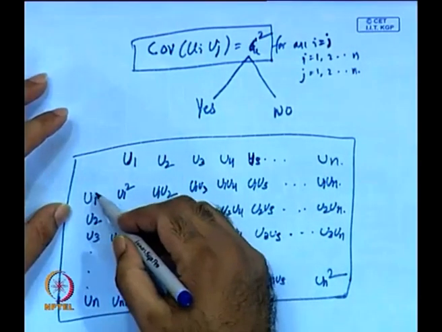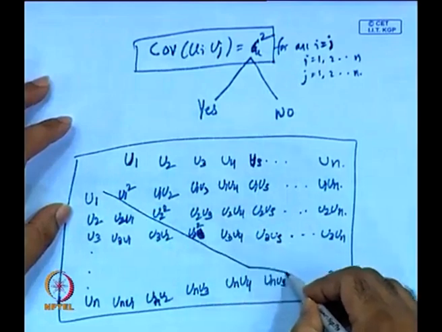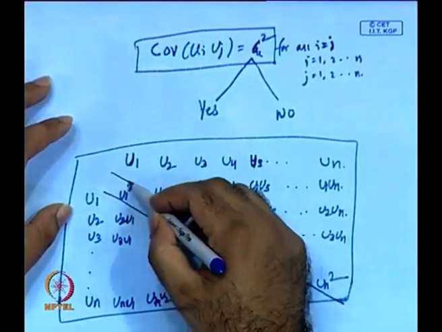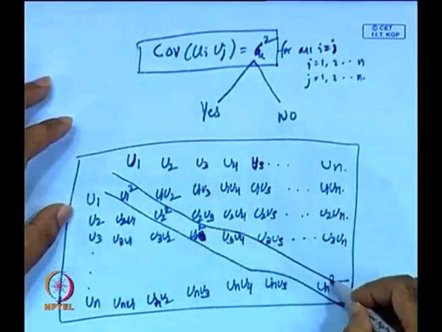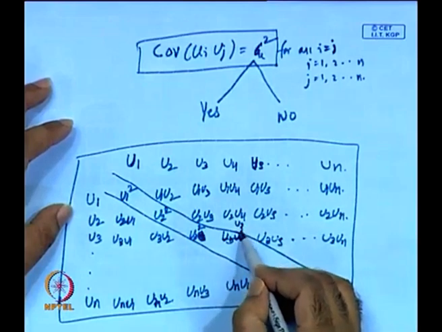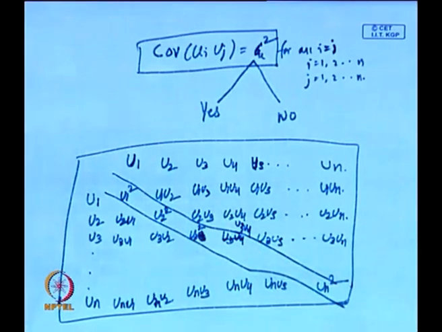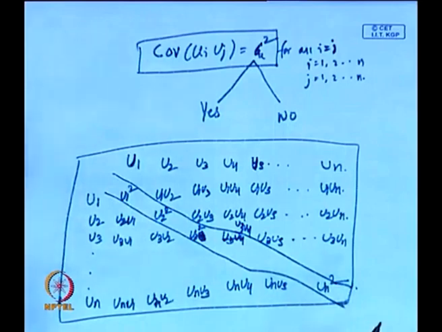Now this particular matrix has three different shapes. There are three different shapes of this matrix. So like this, u3 u4 will come here only. So this is the diagonal matrix you have here. That means these are the diagonal elements, so you have two different matrices.